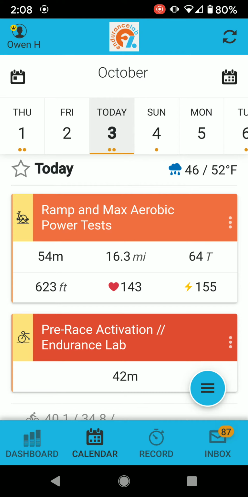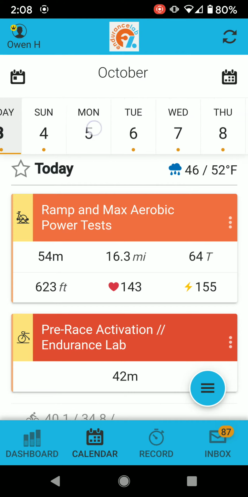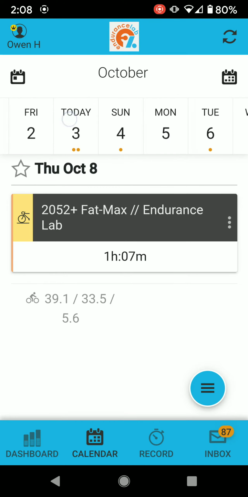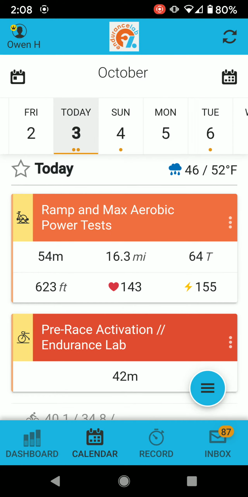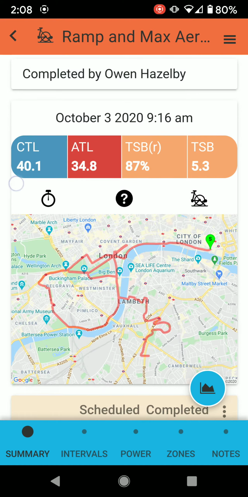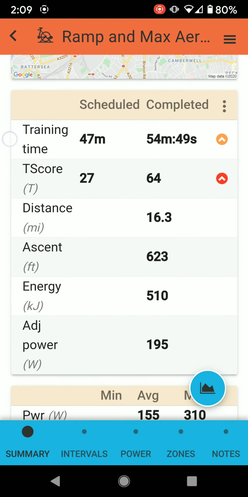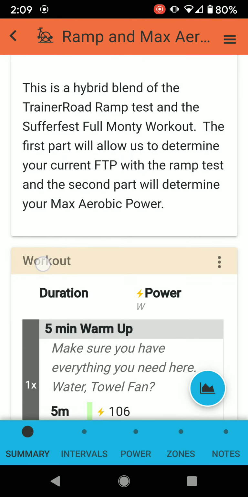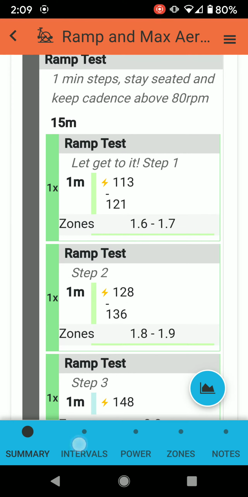Store, and you'll be able to see all of your scheduled rides. I can quickly look at that. This is all next week. But we'll go to today, we'll focus on that, and today we're going to be looking at the ramp and aerobic power test. We'll click on that. It'll take you to the front screen, tell you where you rode, a couple other things, how much stress there is, but we're going to scroll down to the interval section, which is on the bottom here.